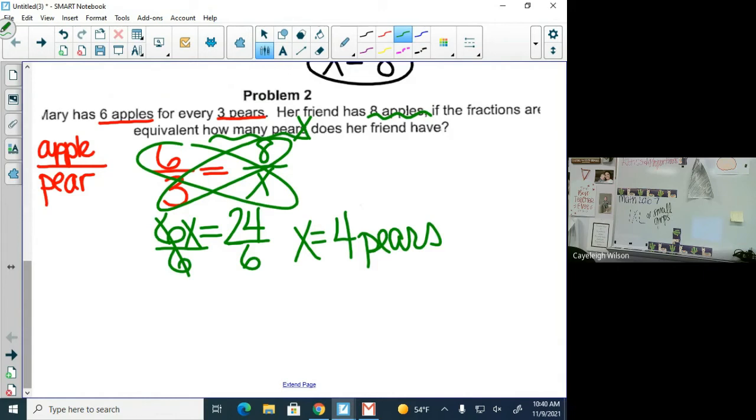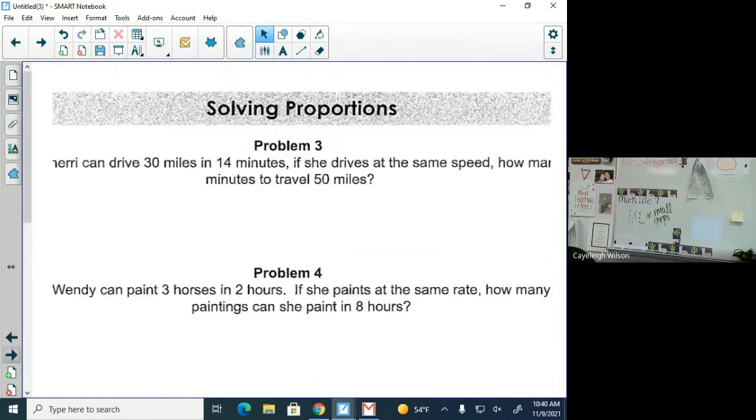All right, I'm going to let you all try to set the next one up all by yourself. So flip it over. So it says, I know that kind of cut off here. Sherry can drive 30 miles in 14 minutes. If she drives at the same speed, how many minutes to travel 50 miles?